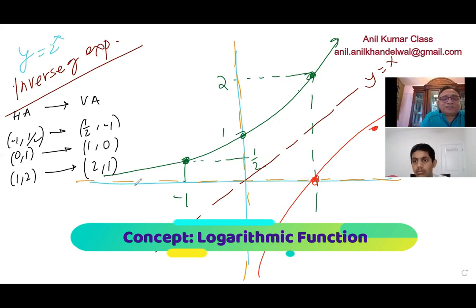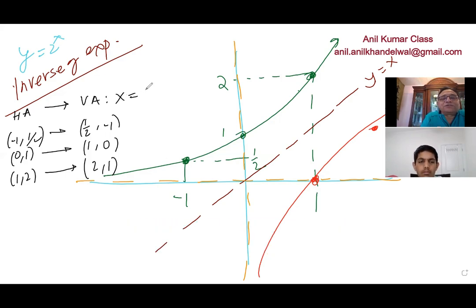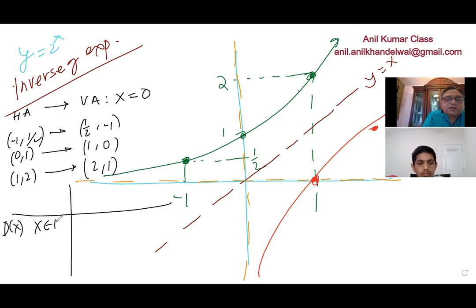That horizontal asymptote was y equals 0. Now we have a vertical asymptote, x equals 0, right? Earlier it was y equals 0. So it swaps. Also, if you look into the domain and range, what was the domain? Domain earlier was x belongs to real numbers, and the range was y greater than 0, correct?